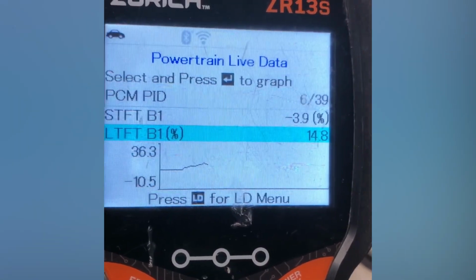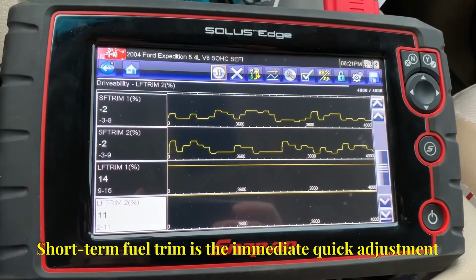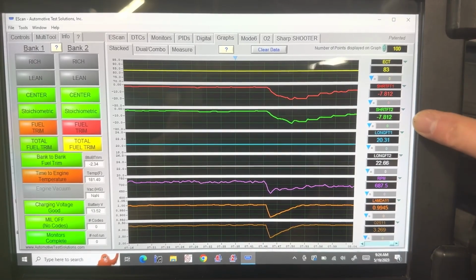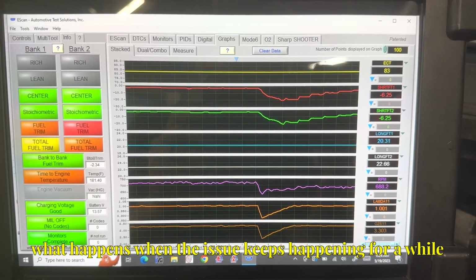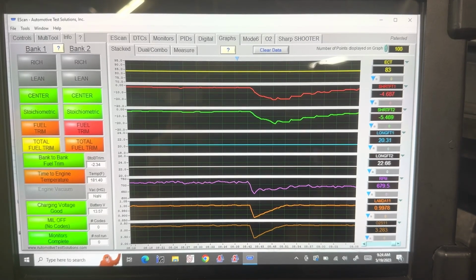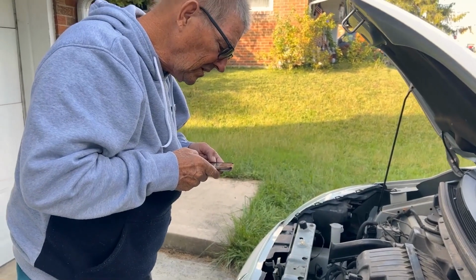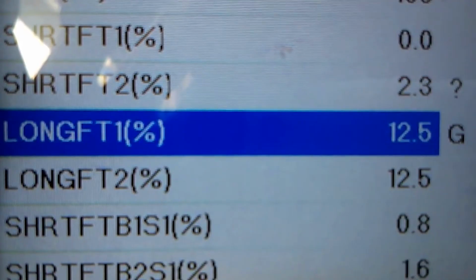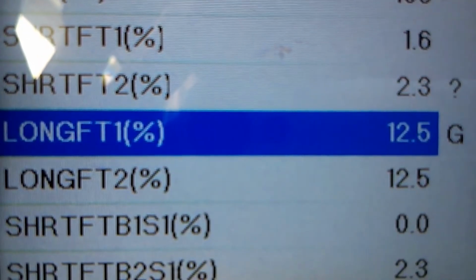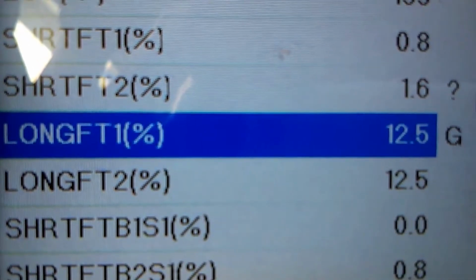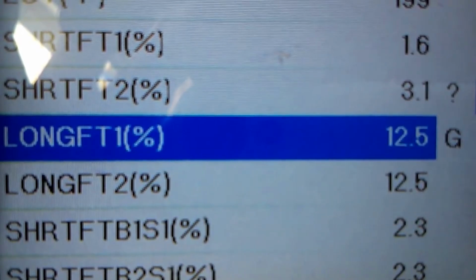And here's the key part. Short-term fuel trim is the immediate quick adjustment. Long-term fuel trim is what happens when the issue keeps happening for a while. If the computer has been adding fuel in short-term constantly, it starts saving that correction into long-term fuel trim because it's basically saying, okay, this isn't a one-time thing, this is the new normal. And then it tries to bring short-term back closer to zero again.